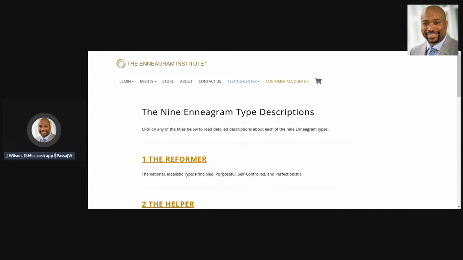So I'm going to tell y'all what the Enneagram is and how it works. Okay. So according to the Enneagram Institute, the Enneagram, how it works, it's a personality type.